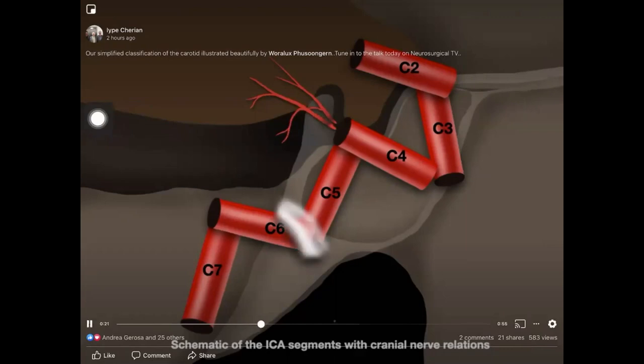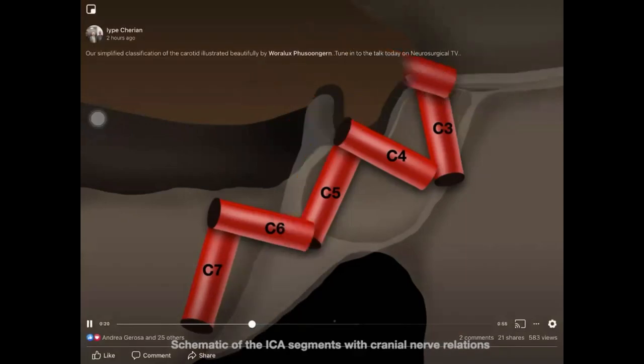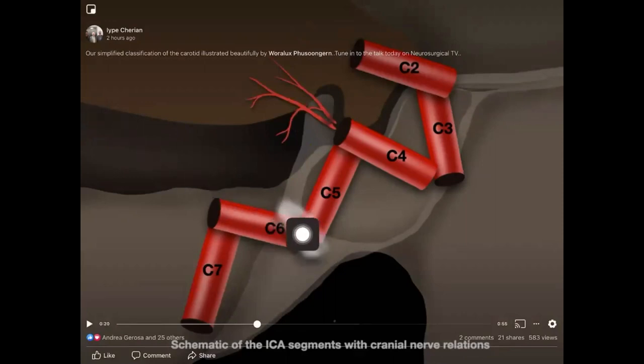I'm going to show you structures now. What is that ligament? That ligament is the petrolingual ligament, where the C6 carotid becomes the C5 carotid. So that's the petrolingual ligament.